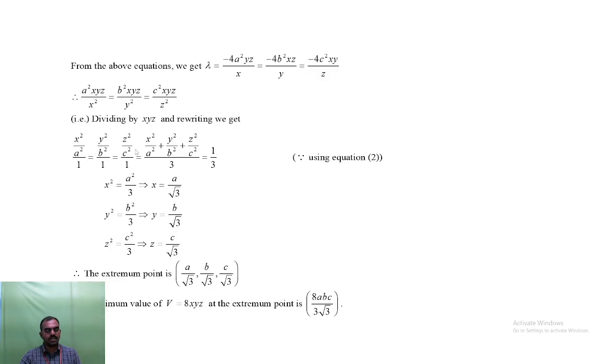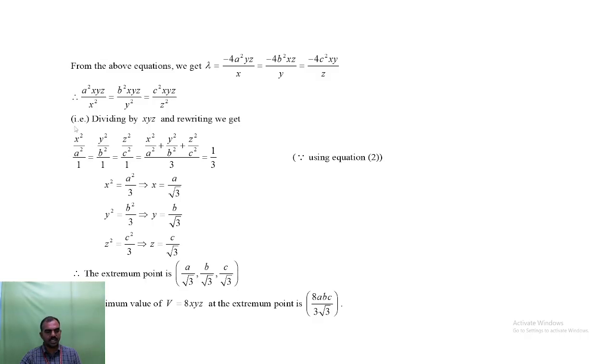Now taking the sum, we get x square by a square plus y square by b square plus z square by c square over 1 plus 1 plus 1, which is 3. We already know this numerator value is equal to 1 in the given problem. So this value is equal to 1 by 3. Therefore x square by a square equal to 1 by 3.